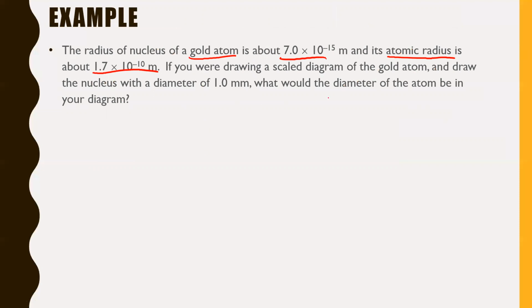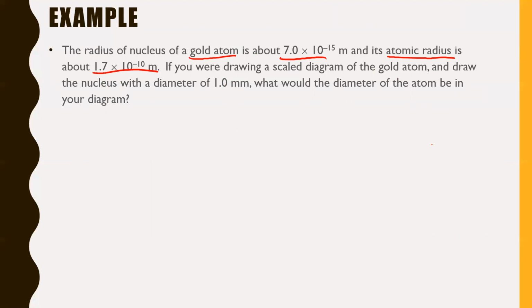Now, if you were drawing a scale diagram of the gold atom and drew the nucleus with a diameter of 1.0 millimeters, so just a 1 millimeter nucleus, basically like the tip of your pen would represent the nucleus, then what would the diameter of the atom be in your diagram?